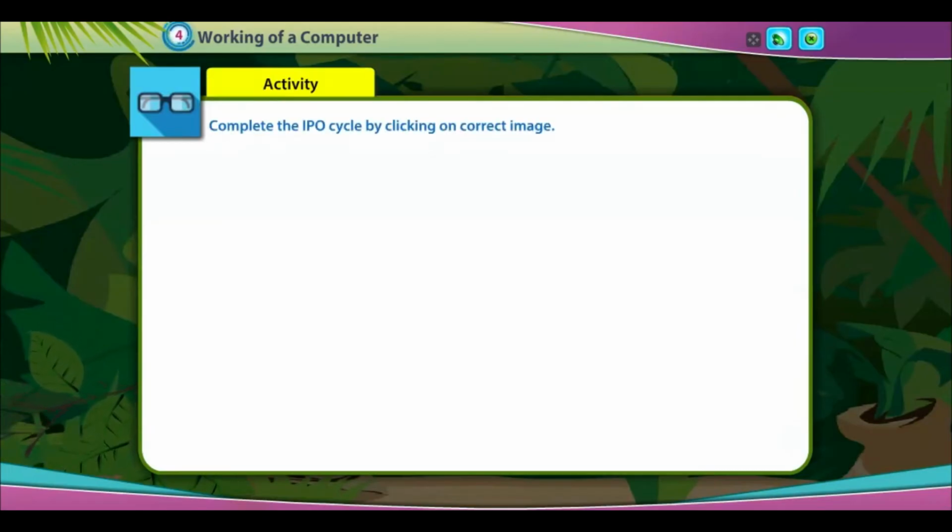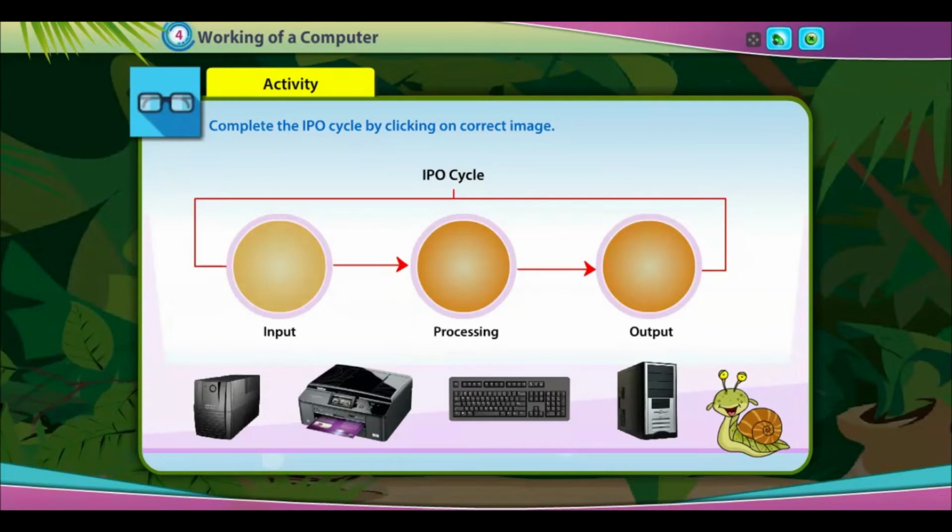Activity. Complete the IPO cycle by clicking on the correct image.